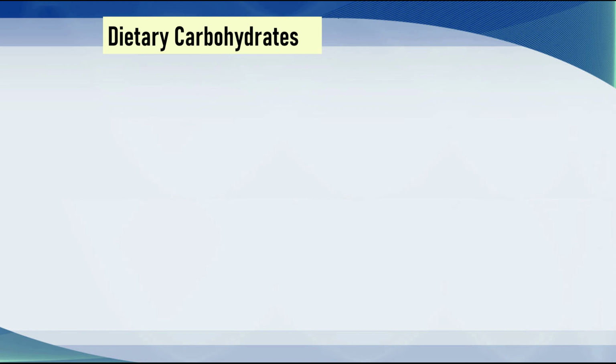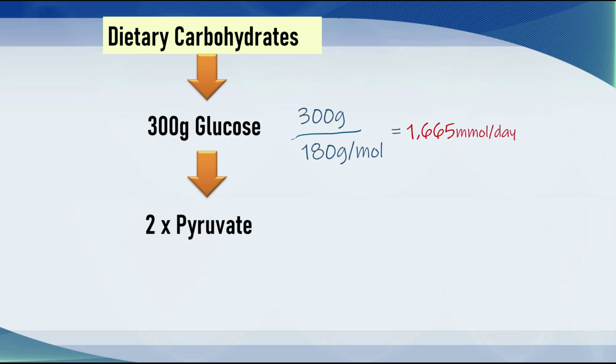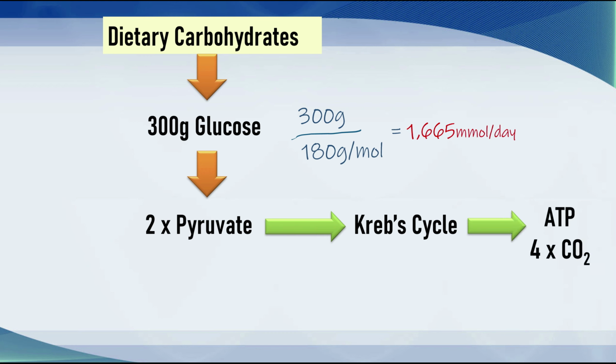I want to take you through some numbers and you will find these startling. I will point out that these are conservative estimates and the numbers may be significantly higher. We ingest about 300 grams of glucose per day that we use directly for energy. The molar mass of this is 300 divided by 180, and that equals 1,665 millimoles per day. That glucose is broken down into 2 molecules of pyruvate that enter the Krebs cycle and generate ATP and carbon dioxide.